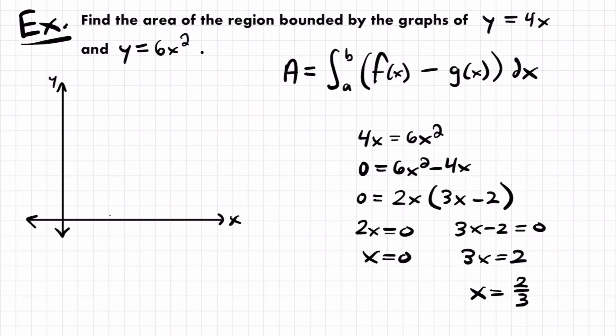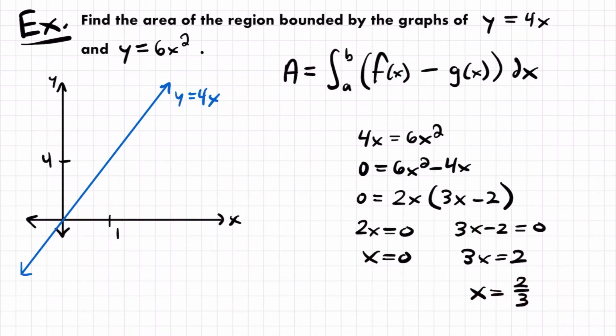And so if this line right here is x equals 1, and this line right here is y equals 4, then our line y equals 4x will look like this. And so this is our line y equals 4x. Okay, and so then let's graph y equals 6x squared. And so we know that y equals x squared is a parabola. Now that 6 might compress it a little bit, but we do know that these two functions intersect at x equals 2/3.